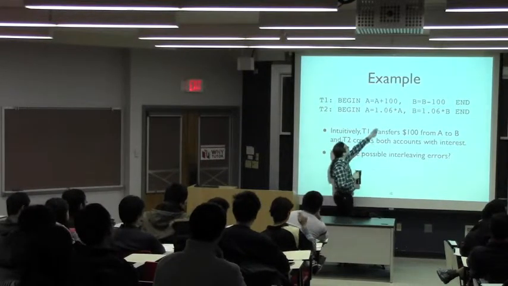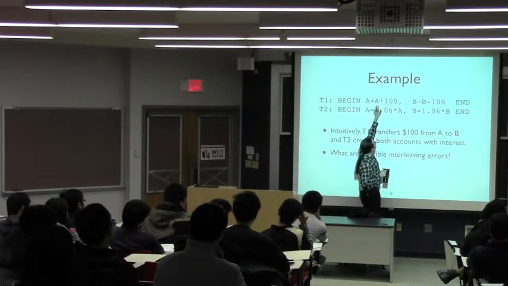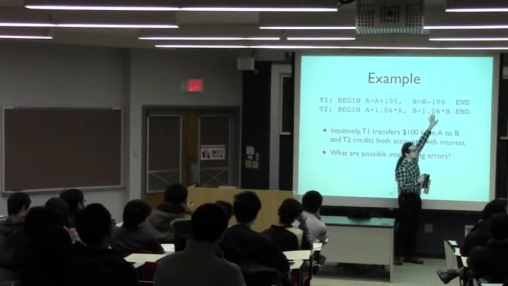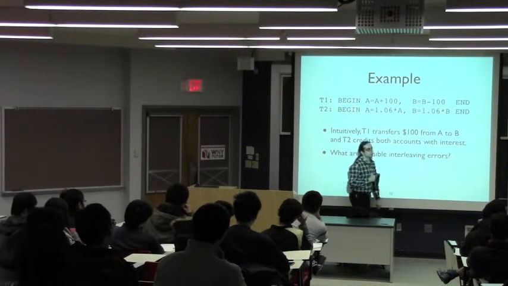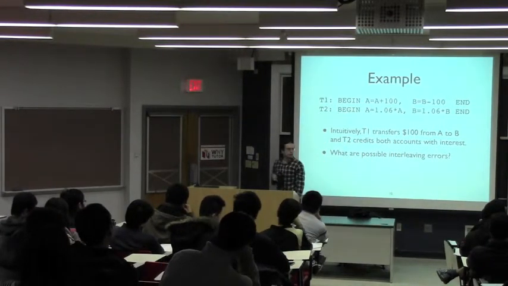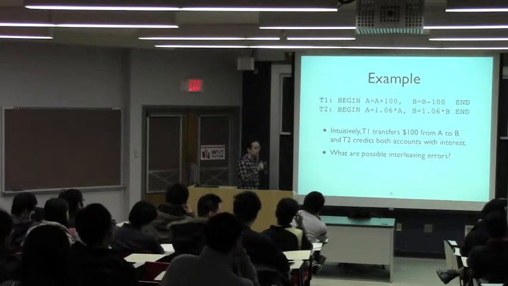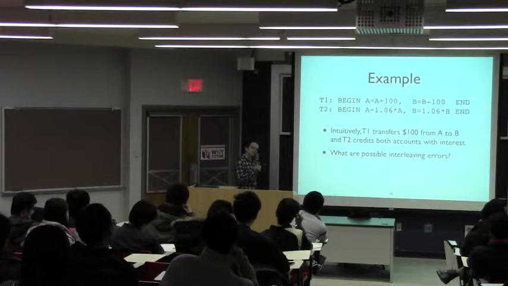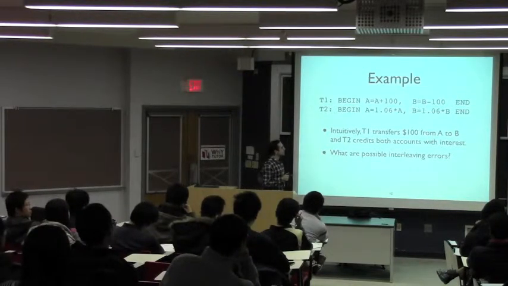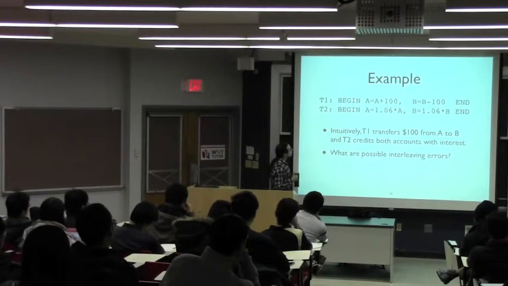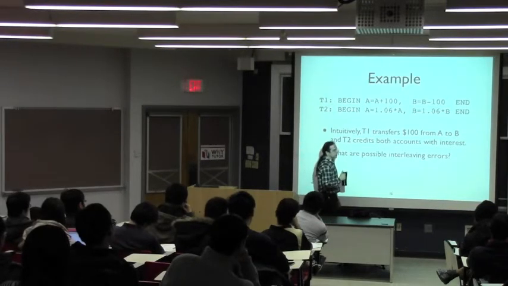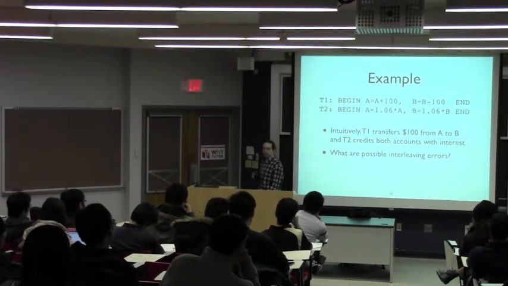Okay, so we could run A equals A plus 100, then credit the interest, and then run B equals B minus 100. What's the end result? B equals B minus 100. Exactly, so the bank loses $6. Are there any other possible orders?